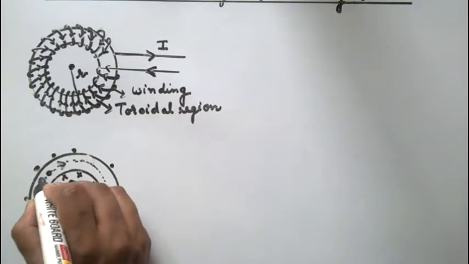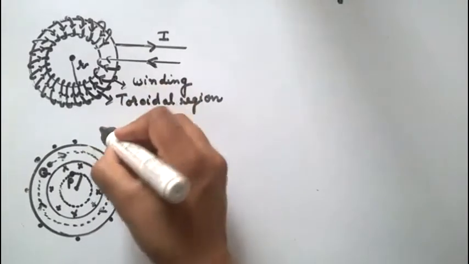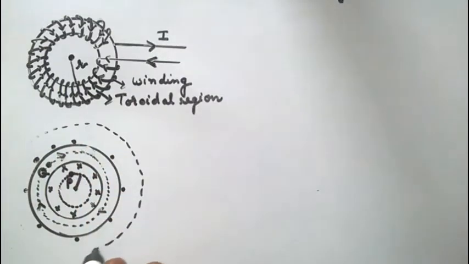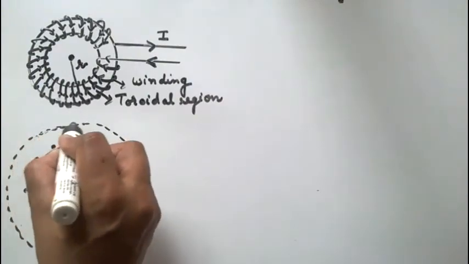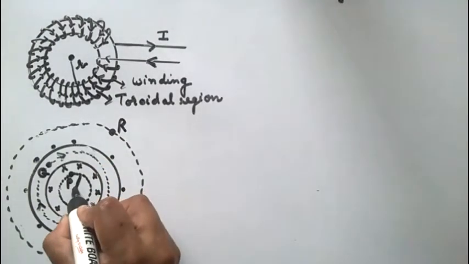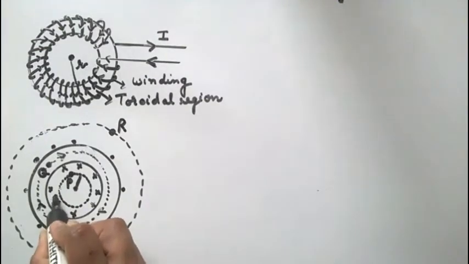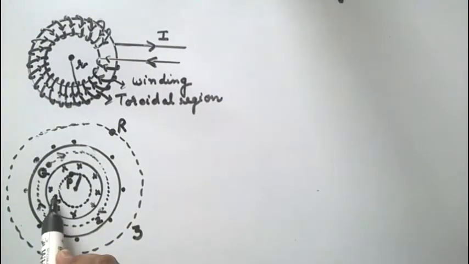Consider point Q. Draw an Amperian loop outside the toroid, passing through point R. Let us suppose the radius of Amperian loop is R1. This is second Amperian loop, and this is third Amperian loop. The magnetic field due to first Amperian loop is B1, magnetic field due to 2 is B2, and due to 3 is B3.